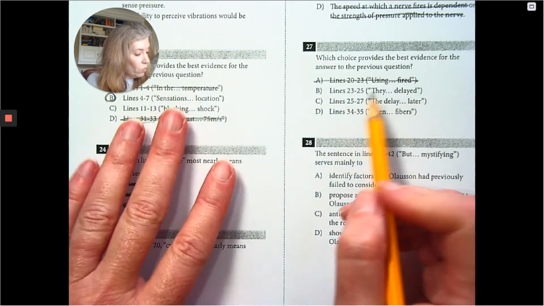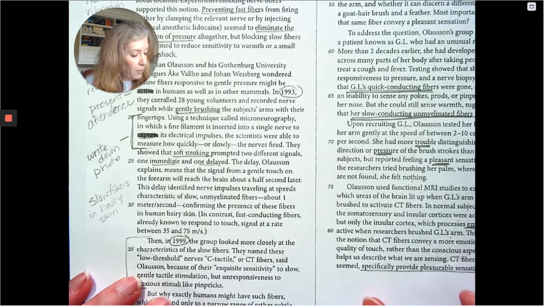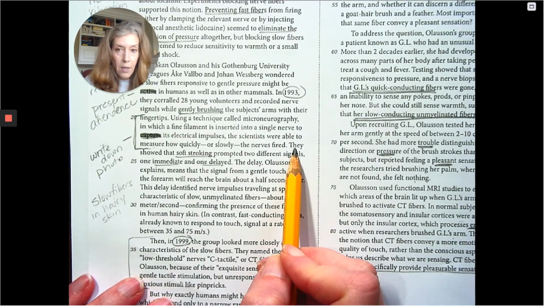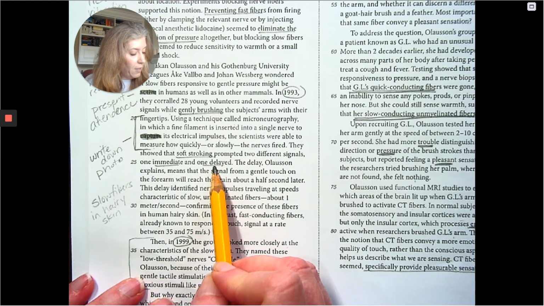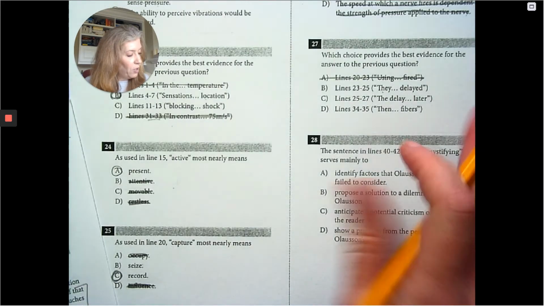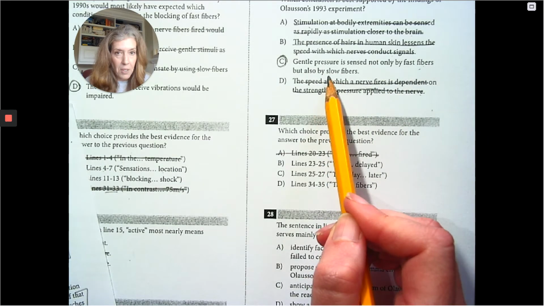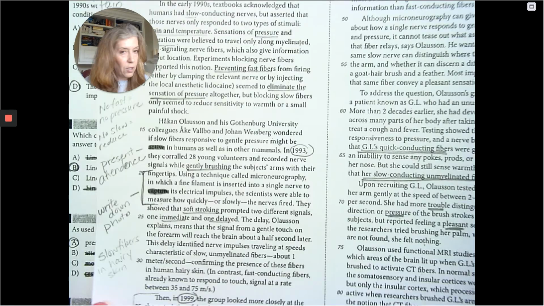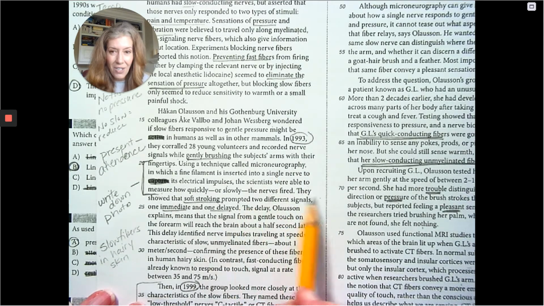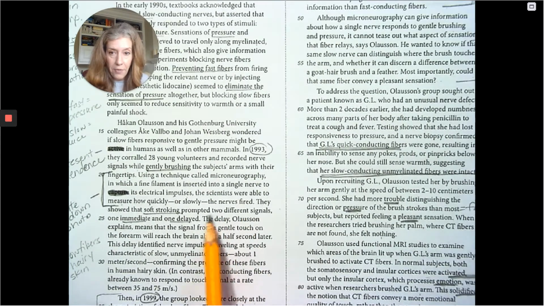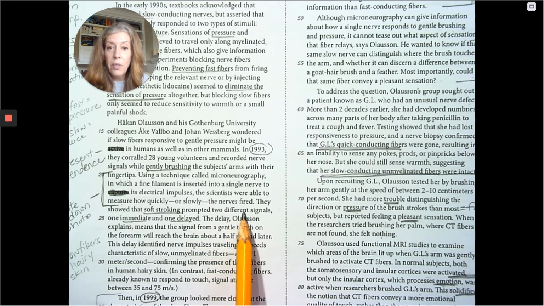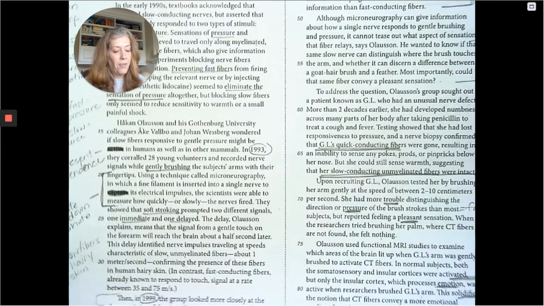They and delayed, on lines 23 to 25: they showed that soft stroking prompted two different signals, one immediate and one delayed. It sounds a lot like what we're looking for. Gentle pressure is sensed not only by fast fibers, but also by slow fibers. It's not exactly what I just read, but I like that it said they showed that because we're looking for findings. They showed that soft stroking prompted two different signals, one immediate and one delayed. We found our answer.